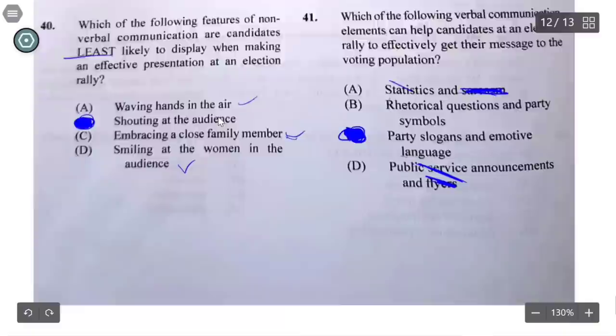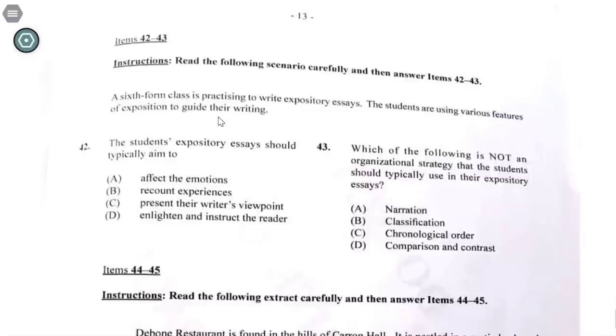Now, look at me looking like I'm done, but I'm not done. We're at 42, 43, then 44 and 45. So let's just get these done and we're done. You get me?